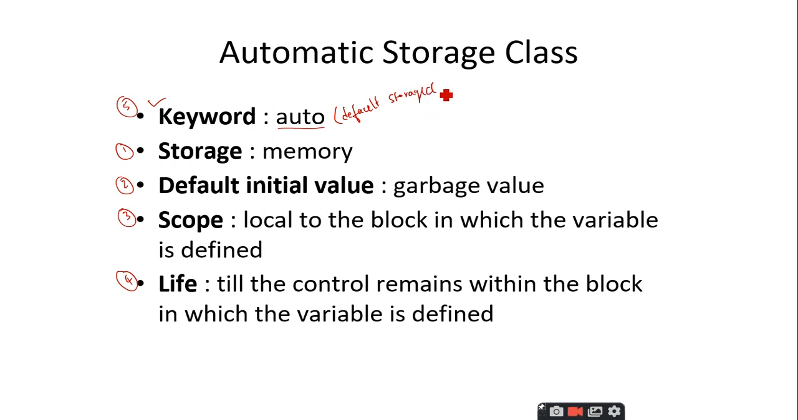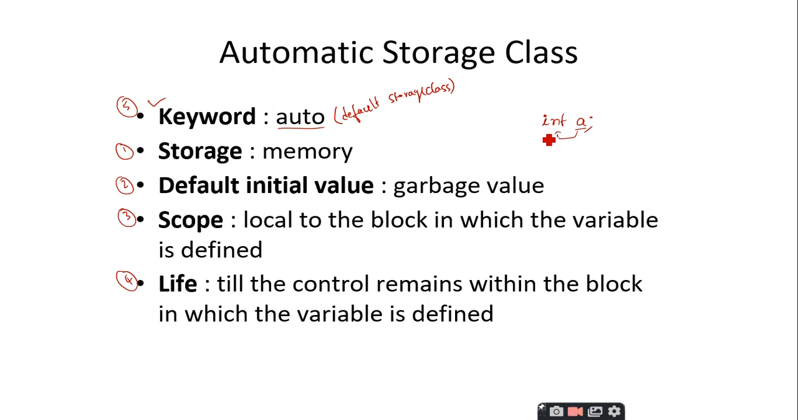The default storage class. What do you mean by default storage class? When you want to declare an automatic variable, you have to precede the declaration. For example, I have a variable, let me take an example, int a. So a is a variable of type integer. We know everything about it.